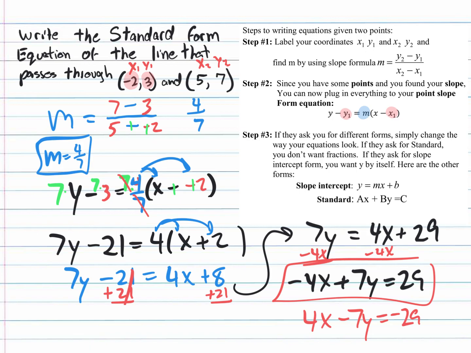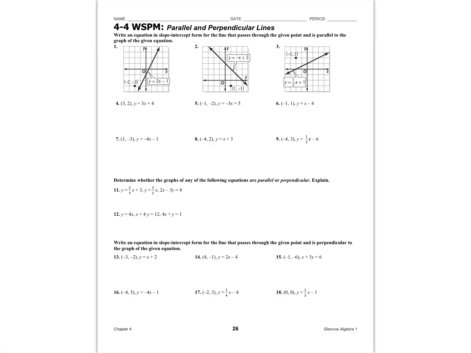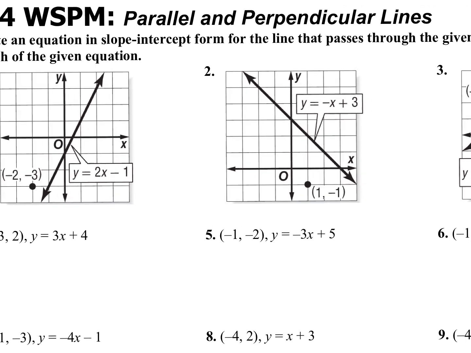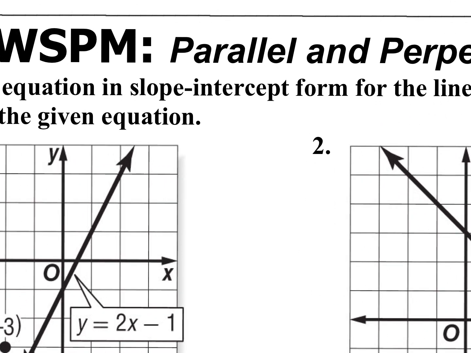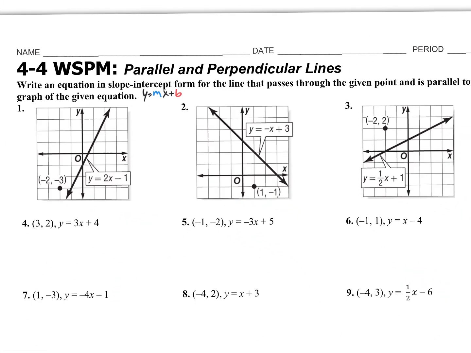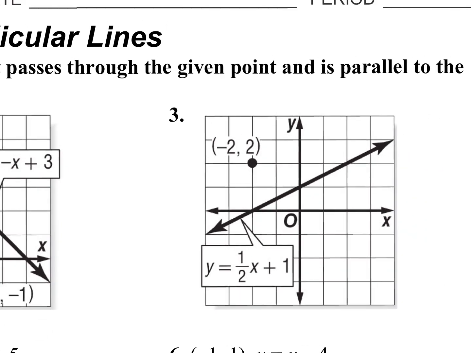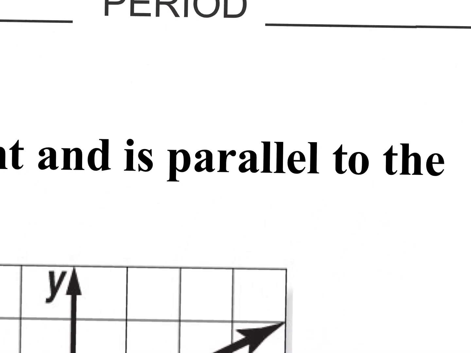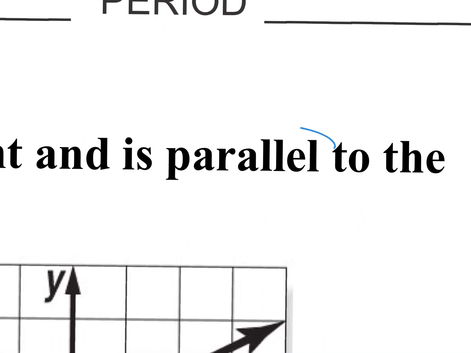Parallel and perpendicular lines. So if we look at this worksheet, 4.4 WSPM, it says write an equation in slope-intercept form. Okay, so we know that we want an equation in y equals mx plus b form of the line that passes through the given point and is parallel. So everybody go to the worksheet, circle parallel, and then write down this.